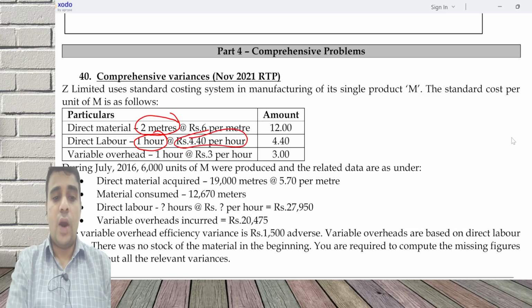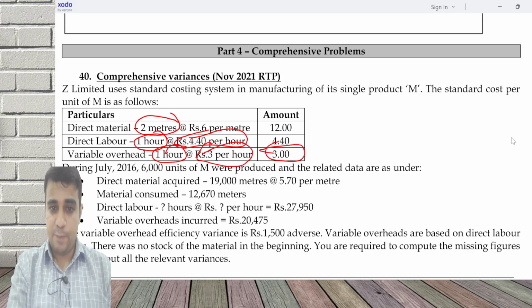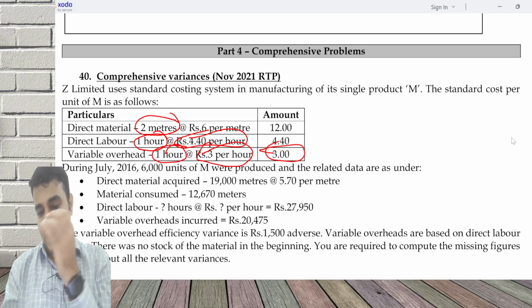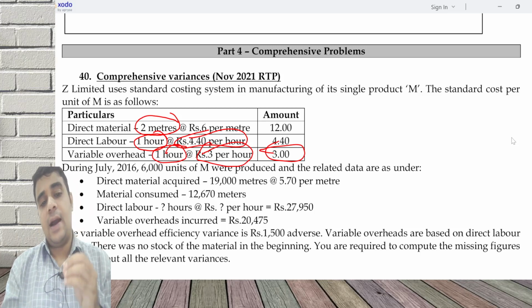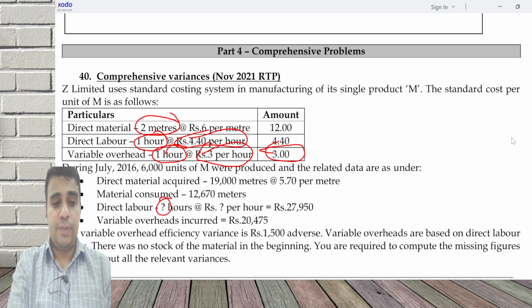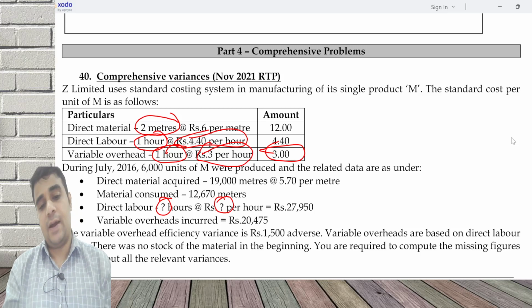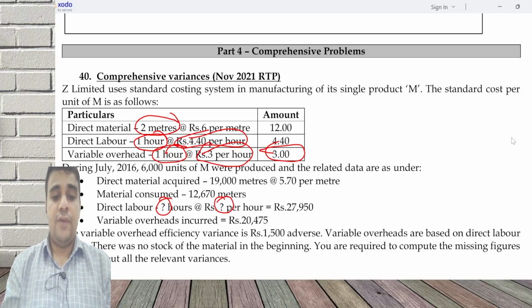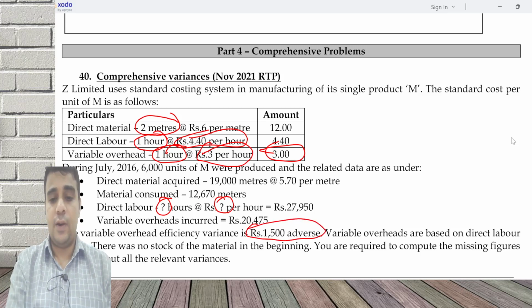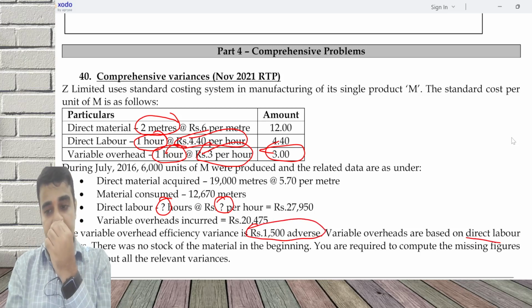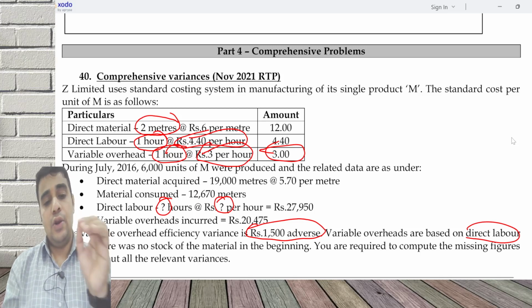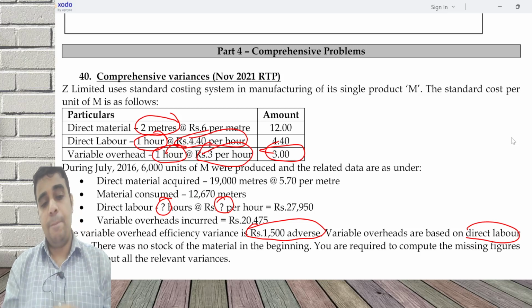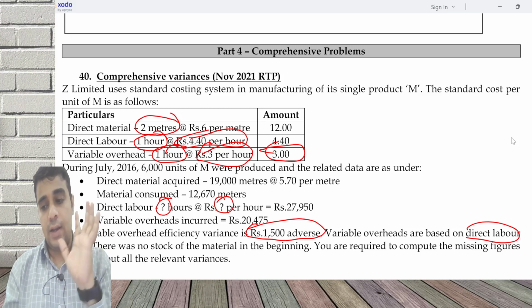Variable overhead 1 unit equal to 1 hour. SR per hour is 3. SR per unit is also 3. Everything will be readily available. Direct material acquired means purchased. Material consumed. Direct labor, they want the breakup of number of hours and rate per hour. This is the actual data. Variable overhead 2475. Variable overhead efficiency is 1500 adverse. Variable overheads are based on DLH. No stock of material in the beginning. Compute the missing figures and work out all relevant variances.